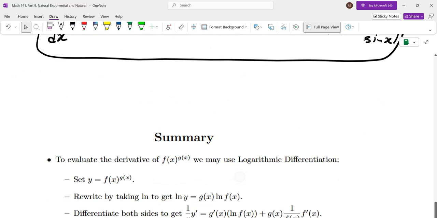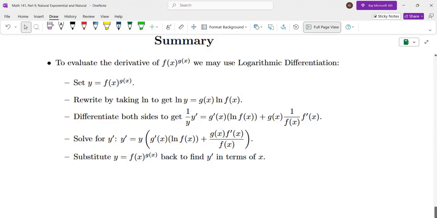So to summarize, what we learned was how to differentiate f of x to the power of g of x. Most of these were reviews from Calc 1. So to evaluate the derivative of f of x to the power of g of x, we may use logarithmic differentiation. You set y equals f of x to the power of g of x. You rewrite that by taking the natural log of both sides. You get natural log of y is g of x times natural log of f of x. Then you differentiate both sides.